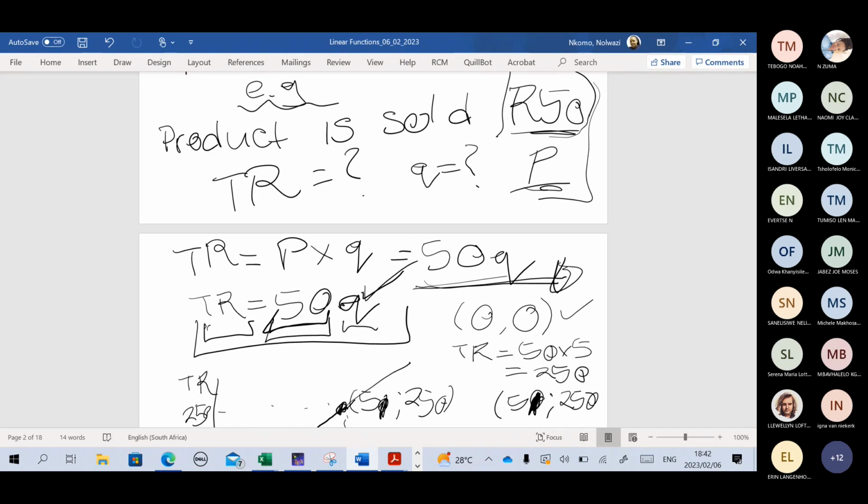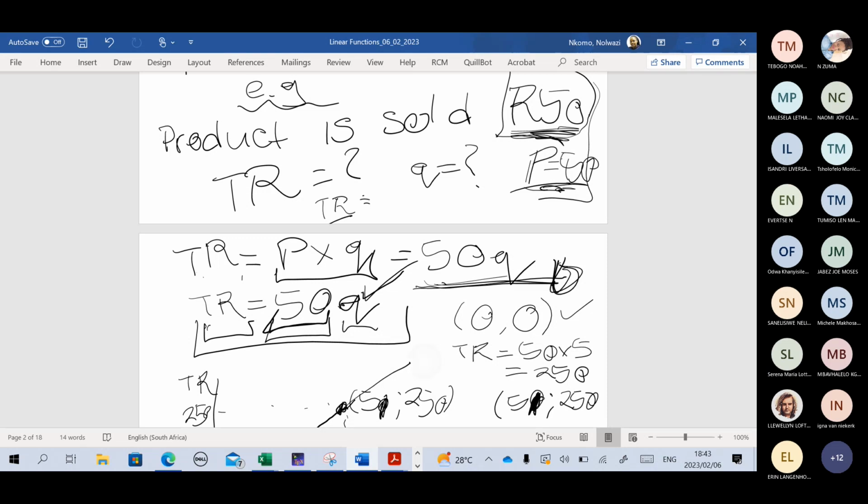Here they said we are told that a product is sold for 50 rand, right? And then we are asked to find the total revenue function. And we said if the product is sold for 50 rand, that means our price, which is P, is 50. And we said the total revenue is calculated by multiplying the price per unit, which is P, by the units sold, which is Q. So we have total revenue is equal to P times Q. And we know P we are given as 50.